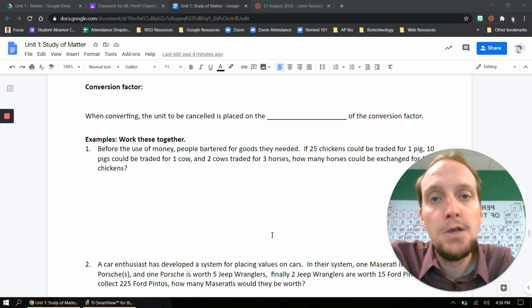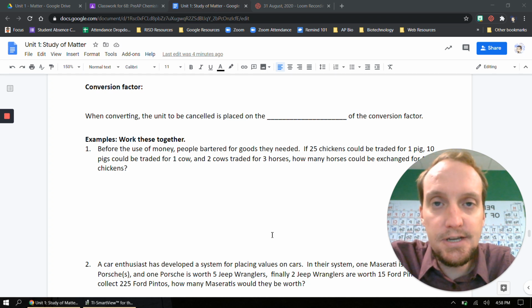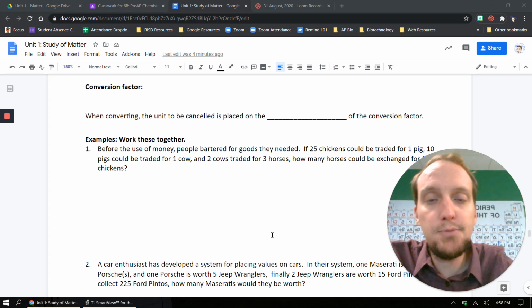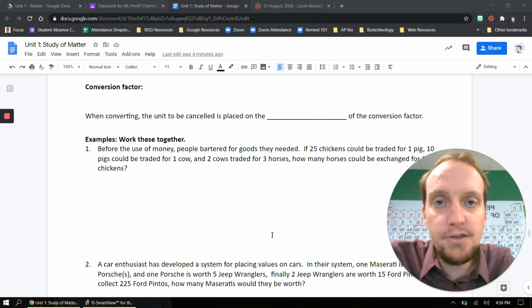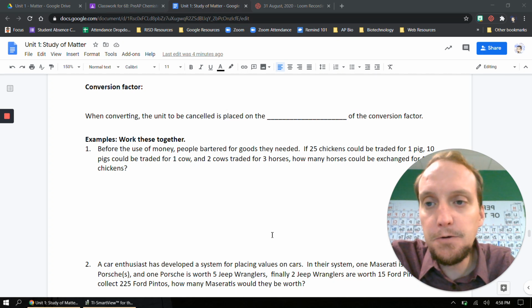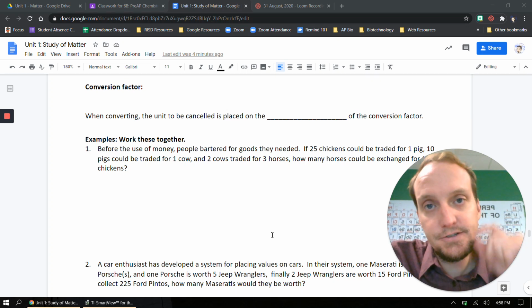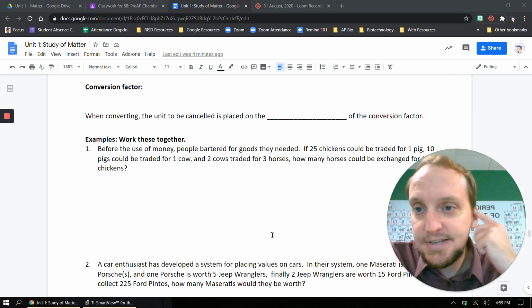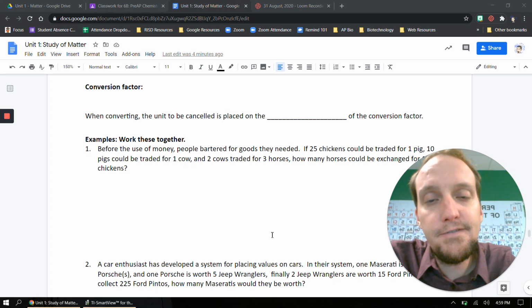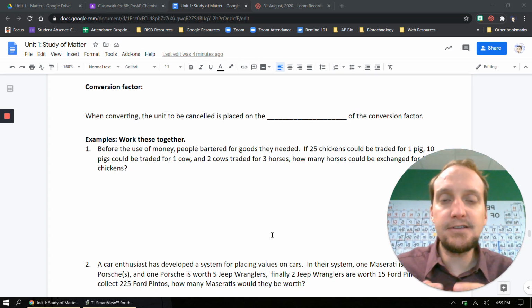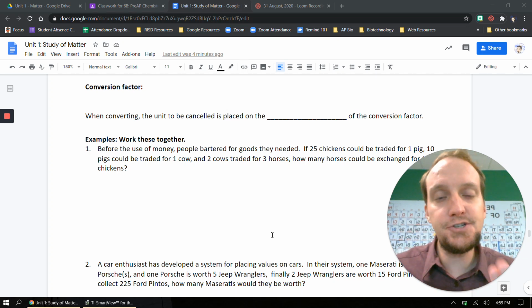So where we are in the note packet, this is page 10. This is directly below the GUESS method, which I covered in a previous video. It's, again, dimensional analysis using conversions. At the very top, it says a conversion factor. A conversion factor is basically something that is the same but using two units.